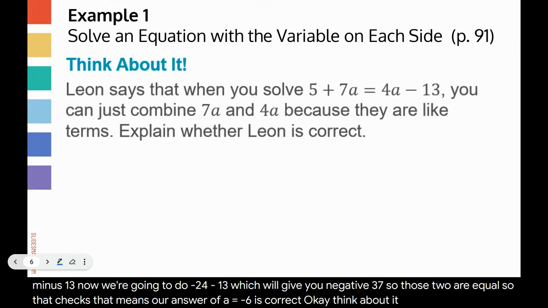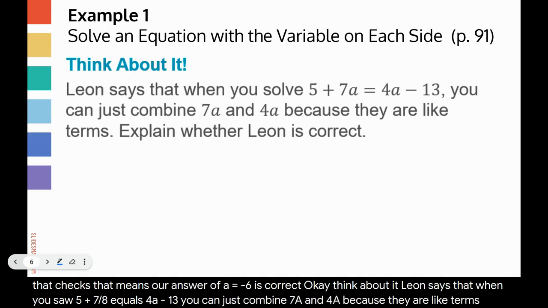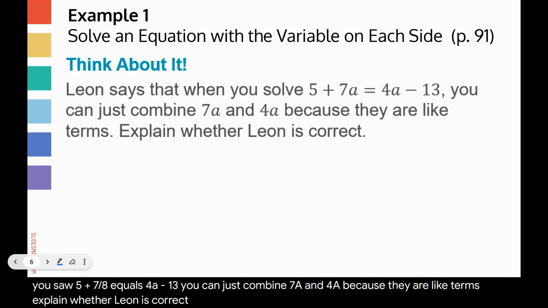Okay, think about it. Leon says that when you solve 5 plus 7a equals 4a minus 13, you can just combine 7a and 4a because they are like terms. Explain whether Leon is correct. So Leon is not correct.